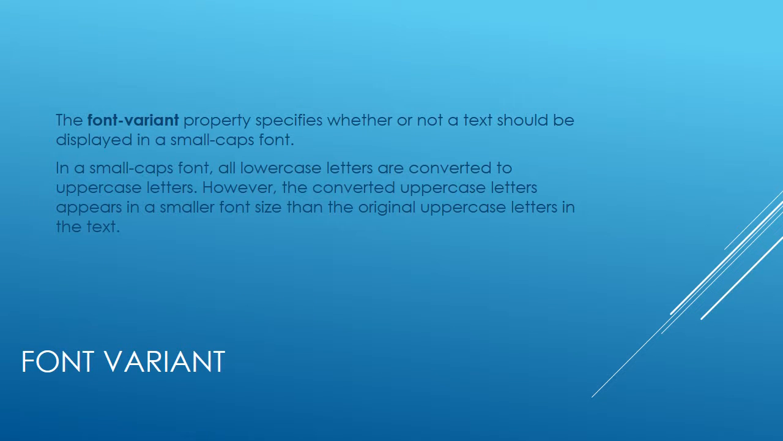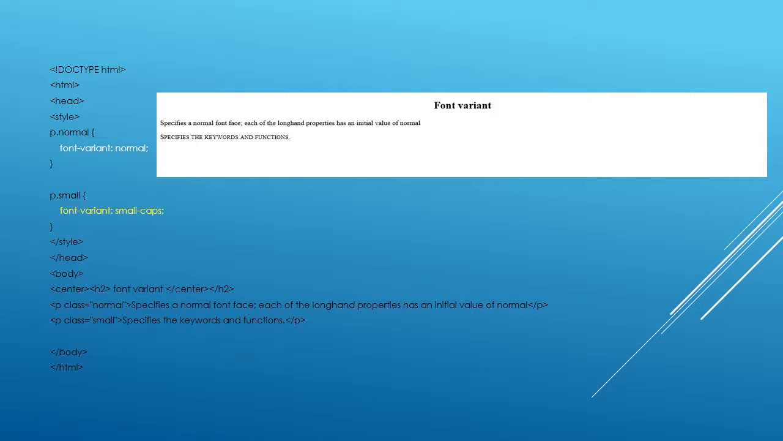The font variant property specifies whether or not a text should be displayed in a small caps font. In a small caps font, all lowercase letters are converted to uppercase letters. However, the converted uppercase letters appear in a smaller font size than the original uppercase letters in the text. An example of font variant.